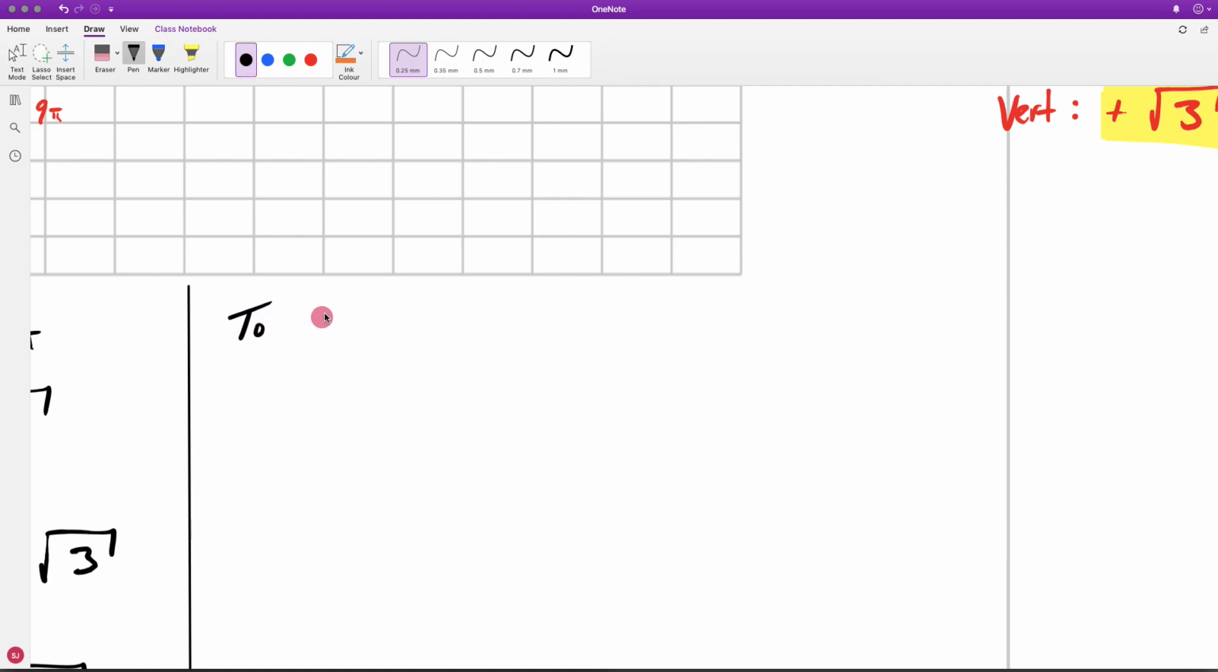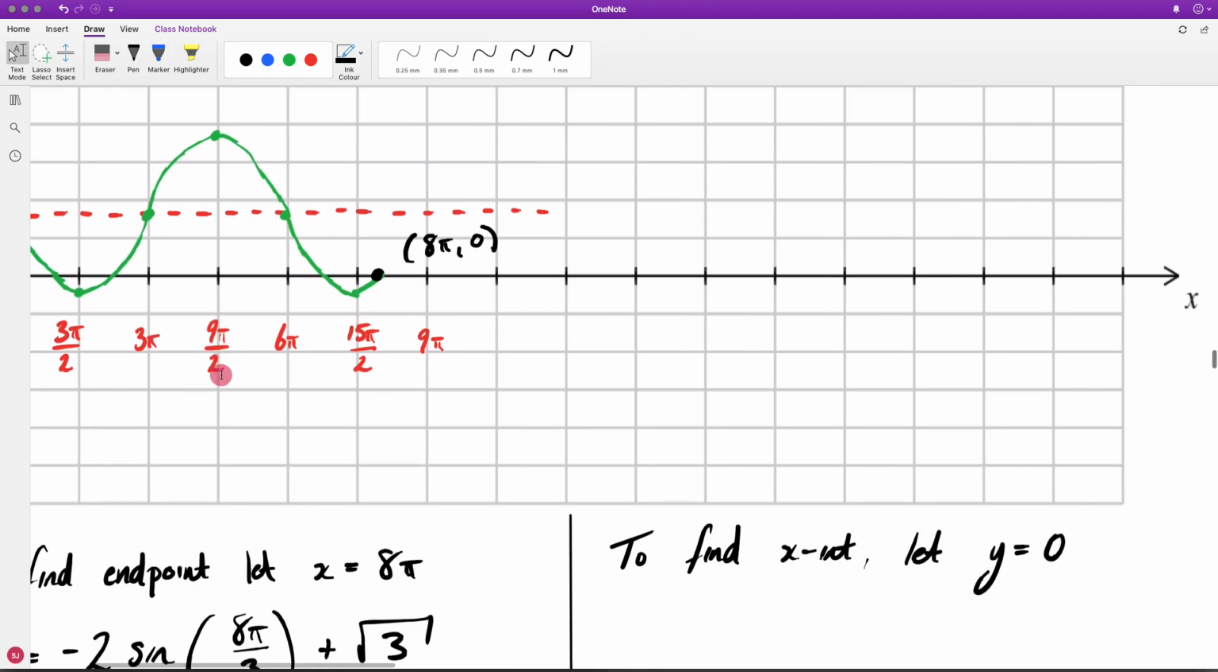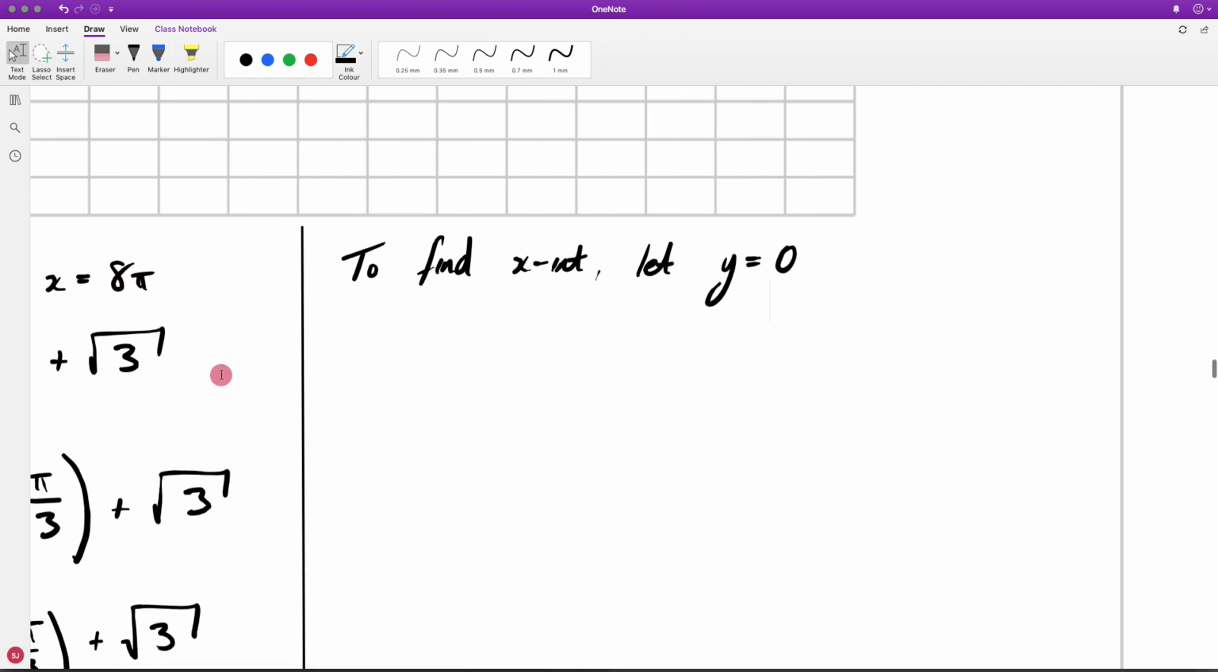To find x int, let y equal 0. And again, can I please beg you to put these sentences in? They make it so much easier for your teacher. See how I've kind of divided up my work. I've highlighted the important parts. This is what your work should look like.